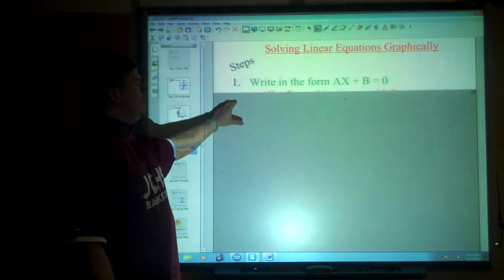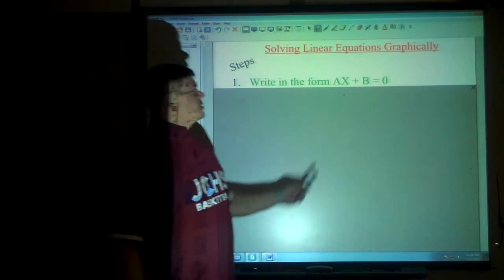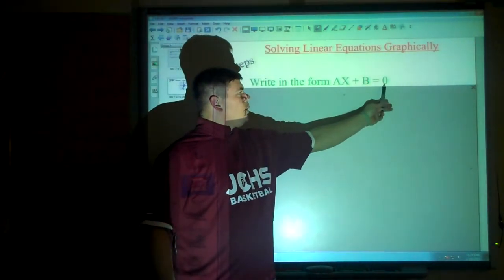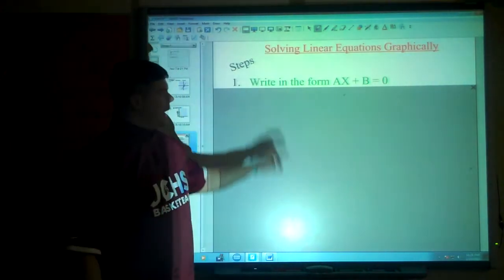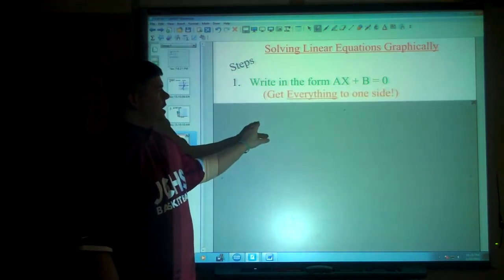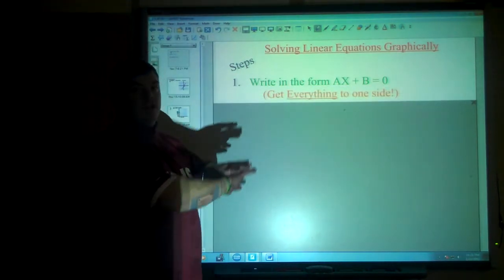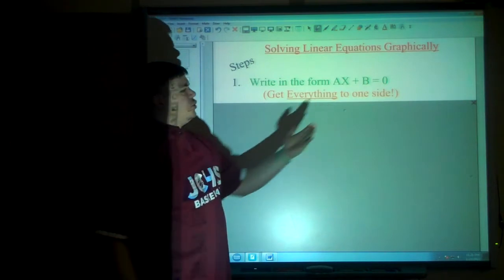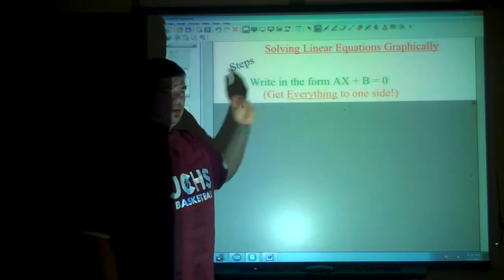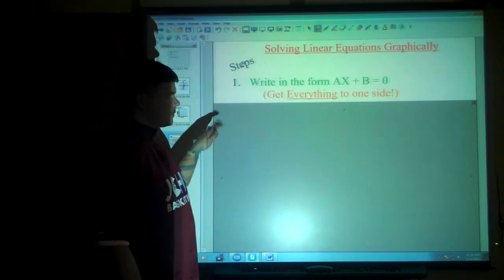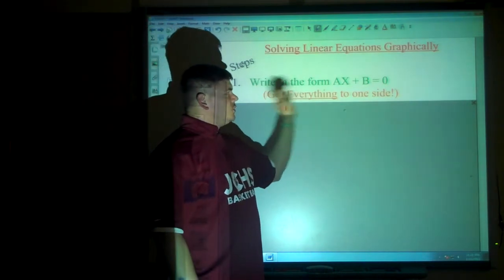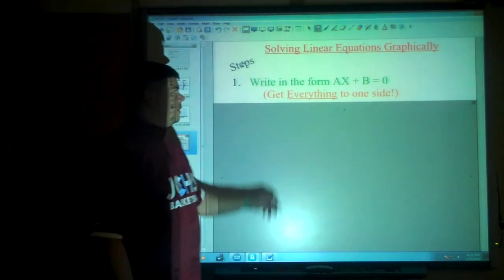Step number one, you want to write it in the form ax plus b is equal to 0. What's important is you see that equals 0. In other words, what I'm telling you to do is get everything onto one side. So there might be stuff on both sides of the equal sign. You need to rearrange it so that everything is on one side. It doesn't matter which side, just make the entire problem equal to 0.